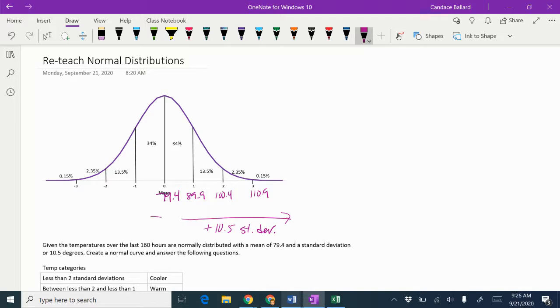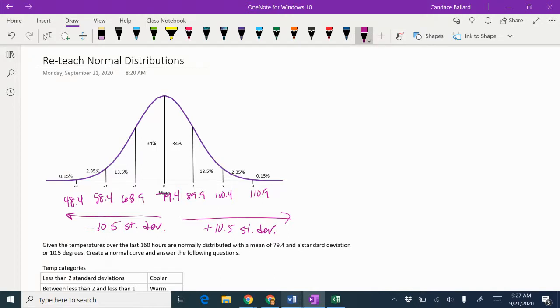All right, I'm going to go this way now. To go that way, I'm going to subtract 10.5 for the standard deviation. So when I go that way, I would get 68.9, 58.4, and 48.4. And then if my percentages are not written in there, I'm going to write my percentages in.